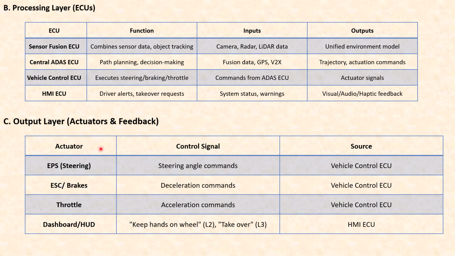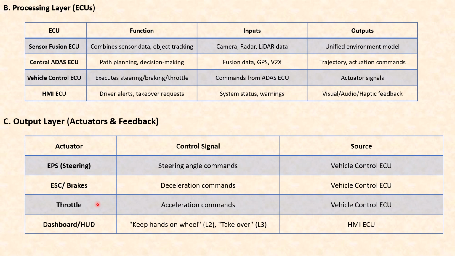When it comes to actuator, the EPS steering, the electronically programmable steering, the control signal is the steering angle command, and the source is the vehicle signal ECU. And coming to the actuator, the brake, when it comes to electronic stability control, the actuator is the brake, the control signal is the deceleration command, and the source is the vehicle control ECU.